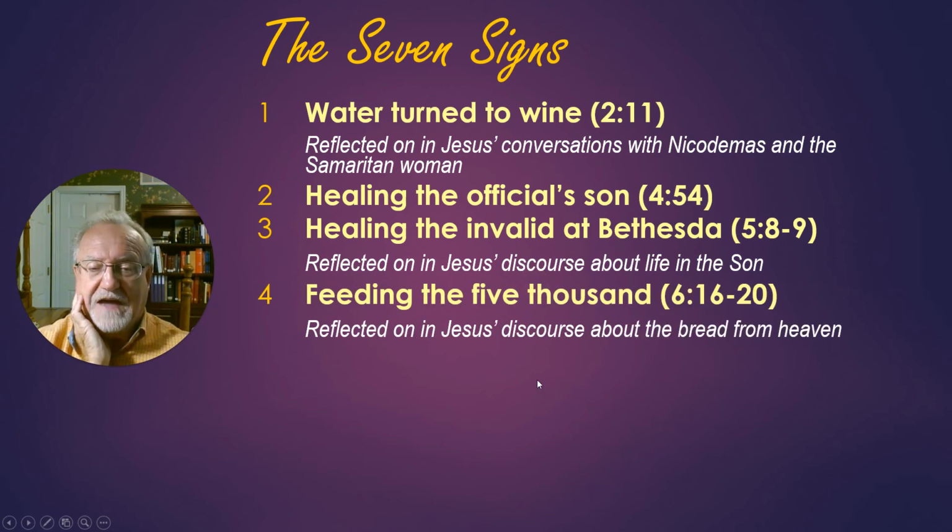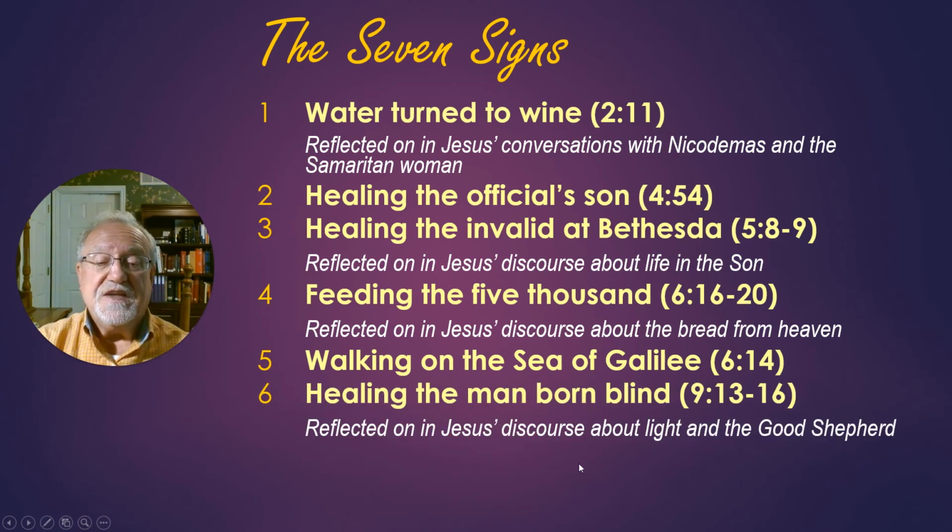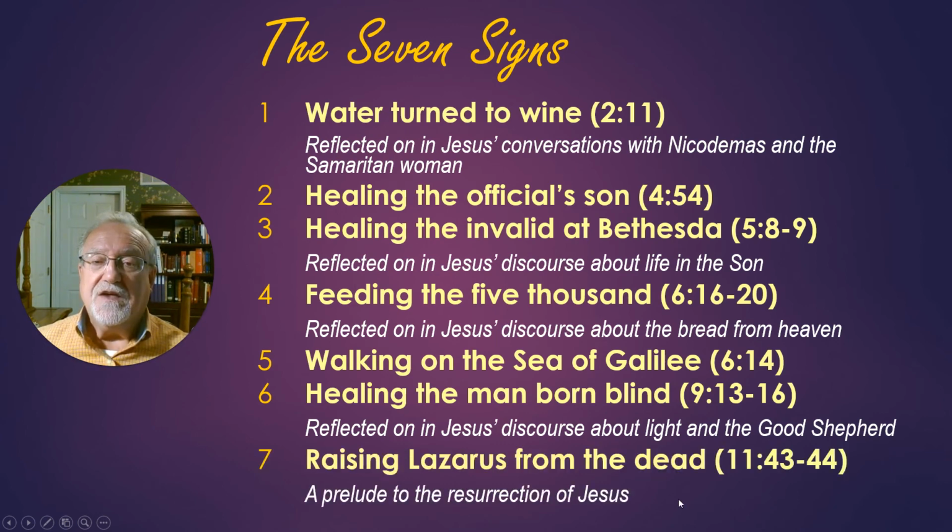Then the feeding of the 5,000. This is on the way to Jerusalem. This is reflected in Jesus' discourse about the bread from heaven. Then there is Jesus walking on the Sea of Galilee. This is one of the very few narratives that actually do happen in the north in Galilee. And then there is the healing of the man born blind, and Jesus' discourse about himself as the light of the world and the good shepherd. And then finally, the last of the 7 signs is the raising of Lazarus from the dead.